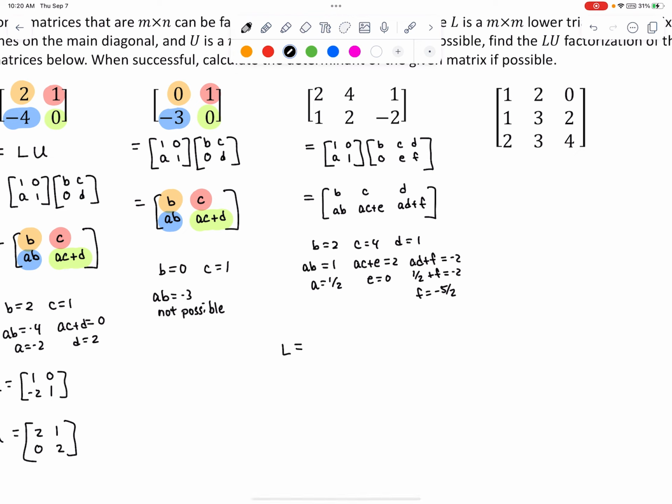The L in this case is our 2 by 2 with 1s on the main diagonal, a 0 in the 1, 2 position, and in the 2, 1 position was A, which is 1/2. And our upper triangular matrix is B, C, D, where B was 2, C was 4, D was 1. And then 0, E, F, where E is also 0, and F is -5/2. Now I leave it to you to verify that when you multiply L times U, you will get the original matrix.